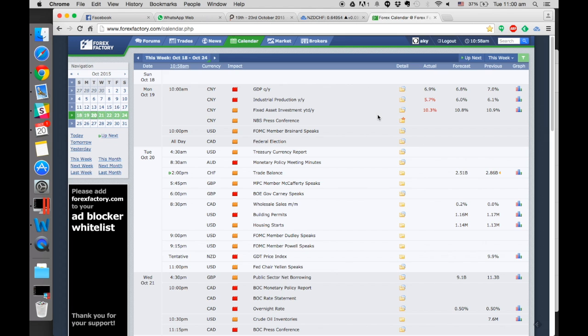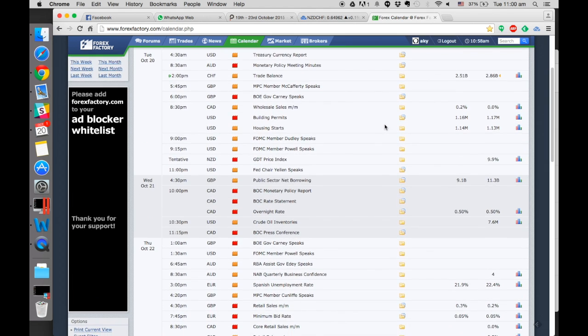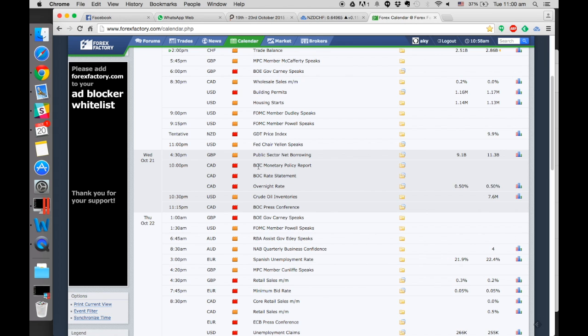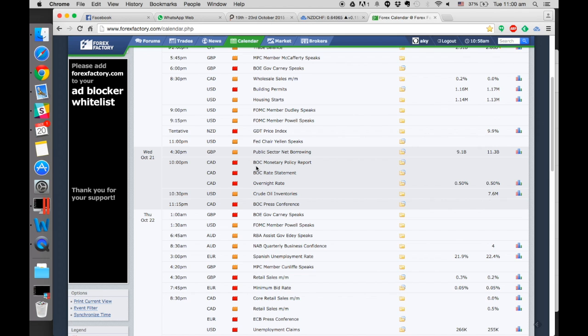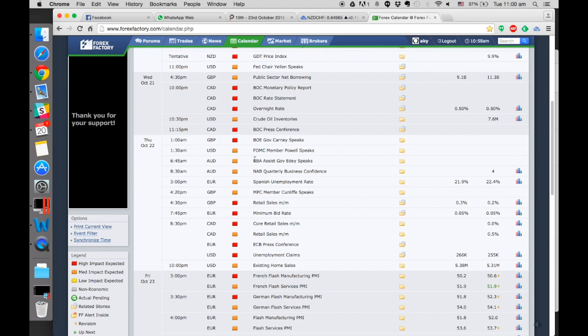For this week itself, the key focus would be on the Canadian bank rate. That will be happening on the Wednesday night, this is in respect to the Singapore time. So if you are on any other time zone, do take note of this as well. And for the Thursday itself, what we have is the Euro minimum bid rate, as well as the ECB press conference. So this would be definitely significant for the Euro currency itself.